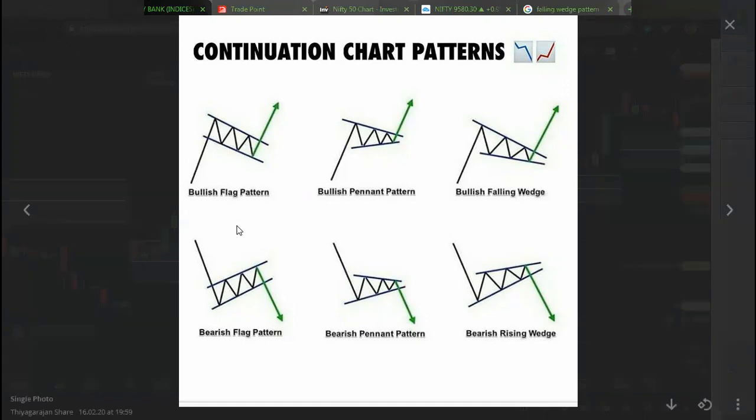This is what I shared in the Nifty analysis few days back, bro. And in Cipla stock, I told you this bearish one. Pennant is also similar to that. Pennant and falling wedge, bearish pennant and bearish rising wedge are similar.